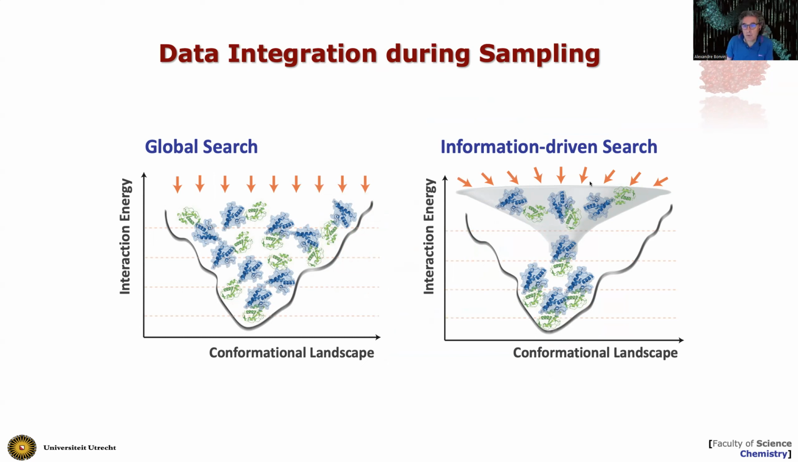Here you focus the search, but if you put bad data into this process, you're never going to find the right solution because you're searching in the wrong place. So there are advantages to going more systematic and sampling every possible solution, and there are also advantages to using data when they are available. And HADDOCK, the approach that I'm going to describe to you, is basically following this information-driven search approach.